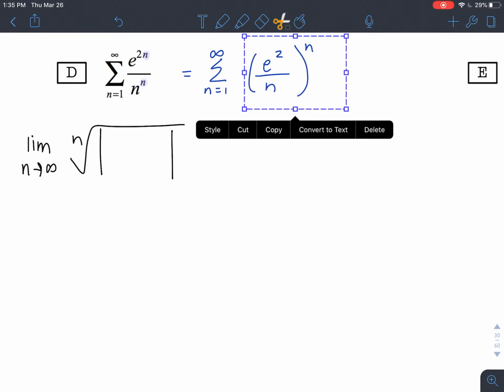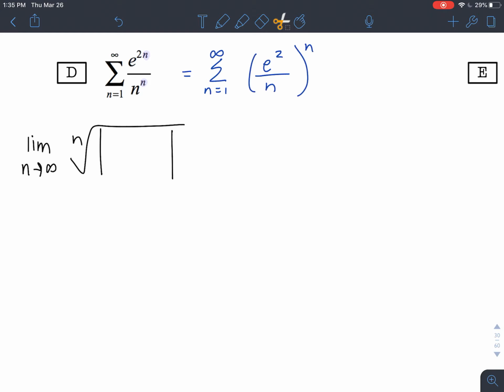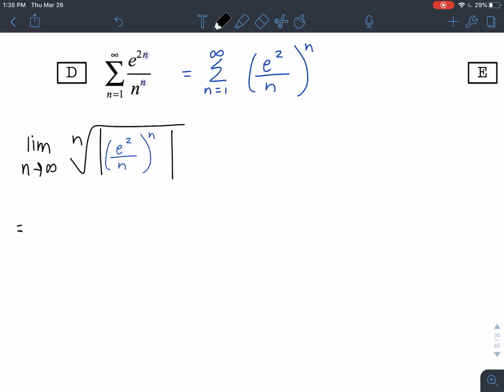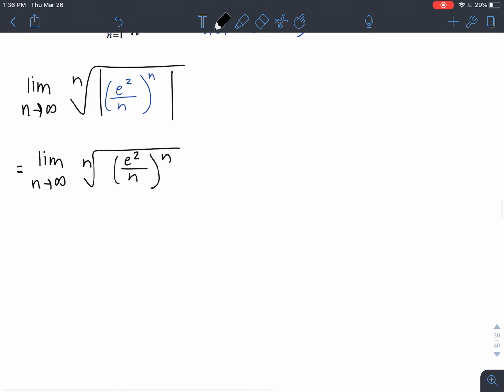Right, so the root test says the limit as n goes to infinity of the nth root of the absolute value, and then we're just going to take that sequence, and I'm going to copy and paste and put that inside of the absolute value there. So e squared over n, especially since n is going from 1 to infinity, is always going to be positive, so I don't have to worry about absolute values here. So this is really the limit as n goes to infinity of just the nth root of, I won't be lazy here and write it out.